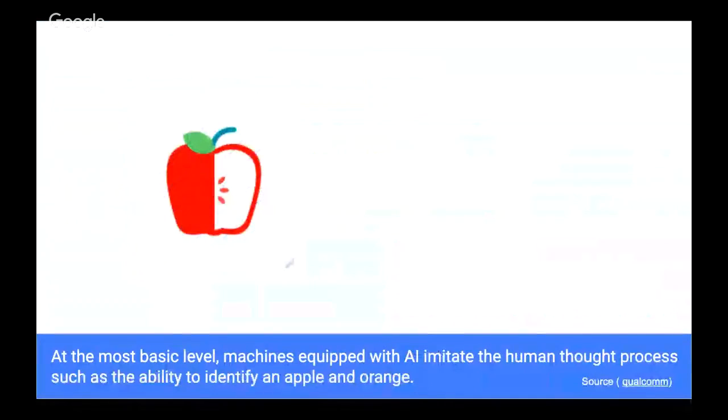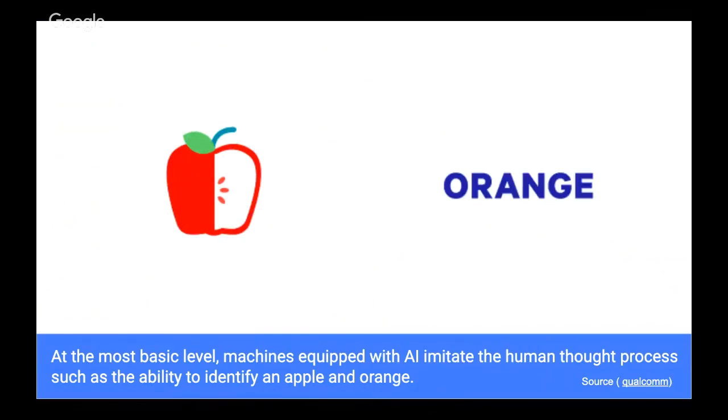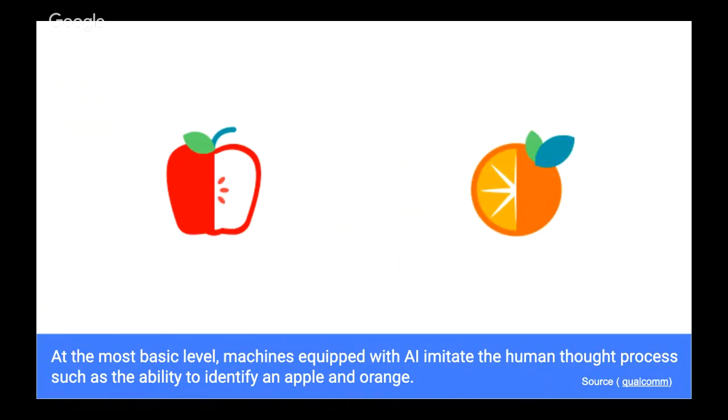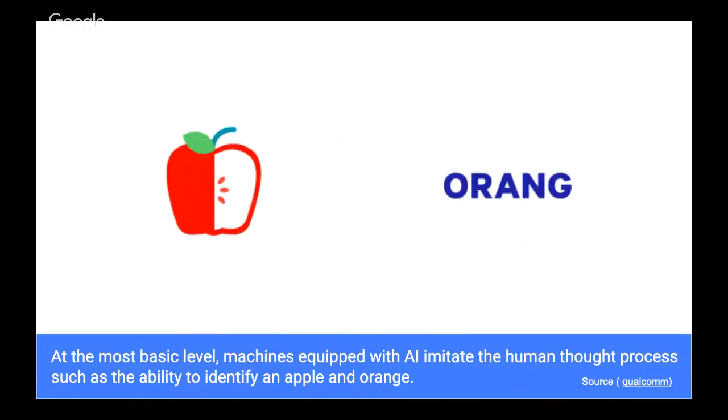This is a simple animation explaining visually what I mean. So when the machine started to recognize fruits, humans, and so on, recognize things, we call it artificial intelligence.